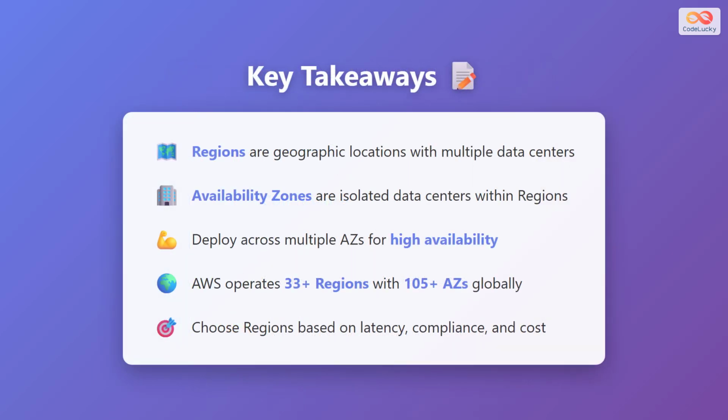Let's recap the essential points. Regions are geographic locations where AWS clusters multiple data centers. Availability zones are isolated data centers within those regions. For high availability and fault tolerance, always deploy your applications across multiple availability zones. AWS currently operates more than 33 regions with over 105 availability zones globally. When choosing a region, base your decision on latency to users, compliance requirements, service availability, and cost considerations. Understanding this global infrastructure is crucial for architecting resilient cloud applications on AWS.